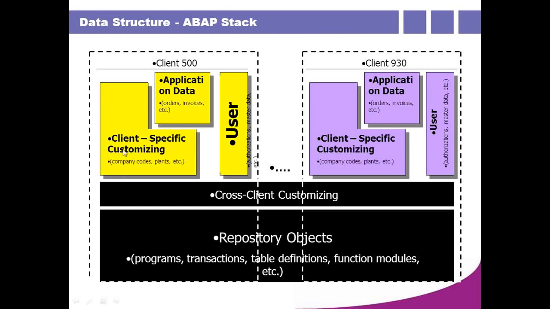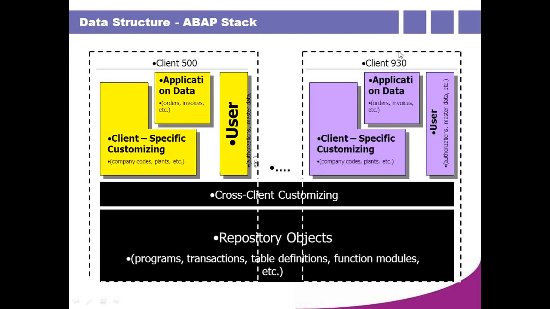And customizing data is client specific customizing, that comes under here. Like editing your company codes or company names or your area codes. Those come under client specific customizing. Each and every client contains these three. If you take 500, yes, these three.